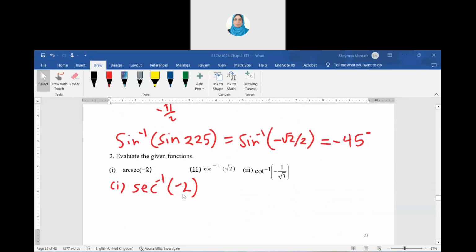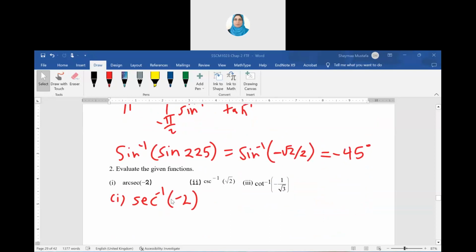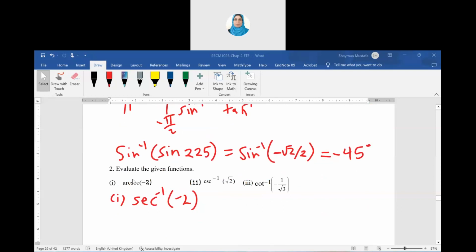So sec inverse of minus 2 is equal to... sec inverse 2 is 60 degrees. So sec inverse of minus 2, the equivalent in the second quadrant, is 120 degrees, because I have to choose the angle from the second quadrant. So it will be 120 degrees.